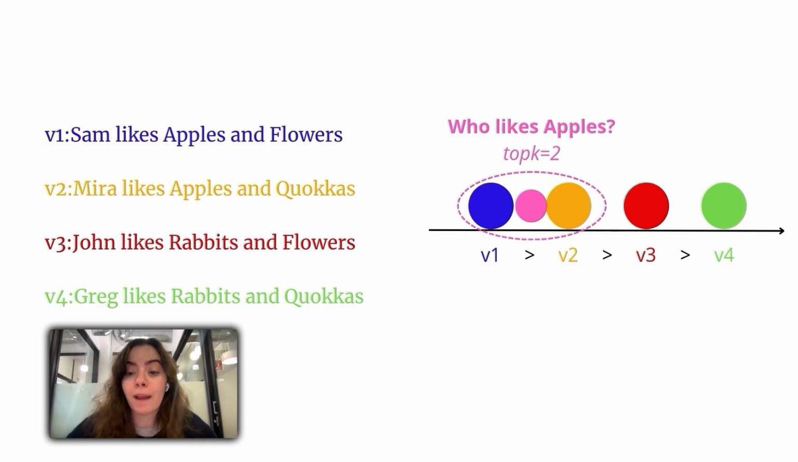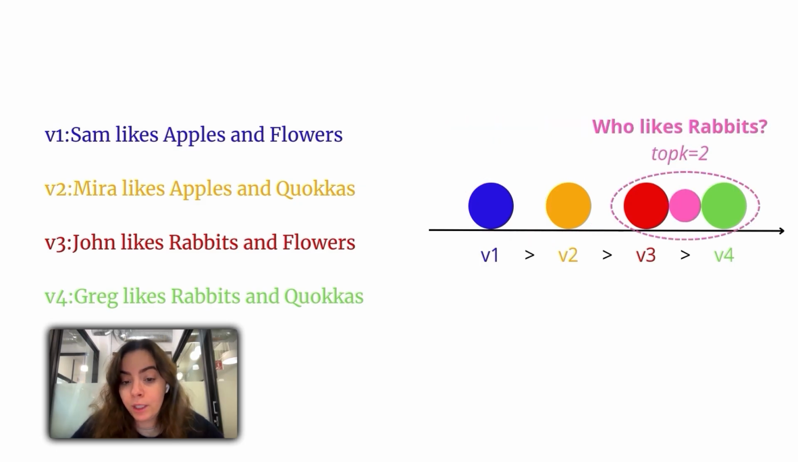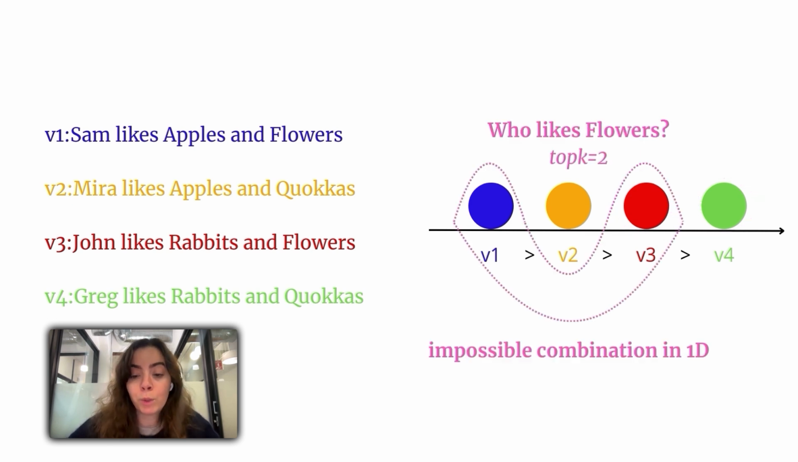So if you're asking about apples, you will be able to extract the information from the blue and the yellow. Similarly, you can ask about rabbits, and with the top k equal to 2, you'll be able to retrieve the red and the green ball. However, with the top k equal to 2, there is no dimension where you will be able to retrieve the blue and the red one only, because they're not next to each other.